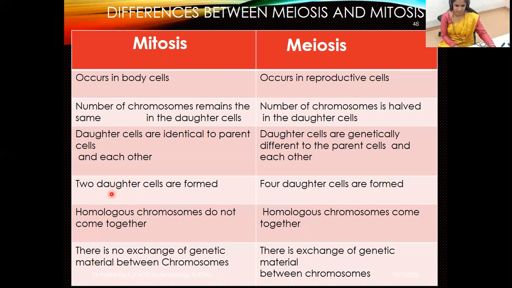In mitosis, homologous chromosomes do not come together, whereas in meiosis, homologous chromosomes come together. There is no exchange of genetic material between the chromosomes in mitosis, whereas in meiosis, there is an exchange of genetic material between the chromosomes. Okay, this is all about the differences between mitosis and meiosis.